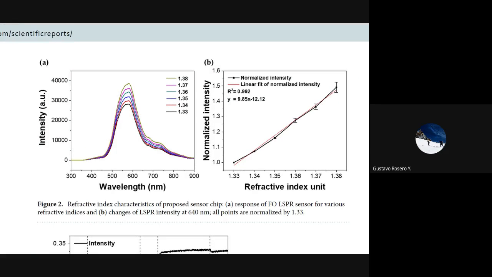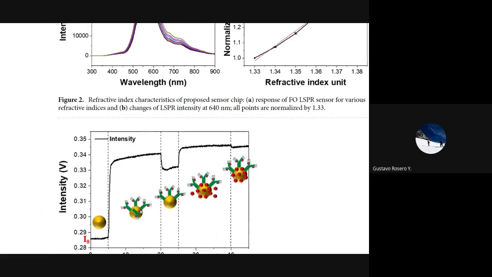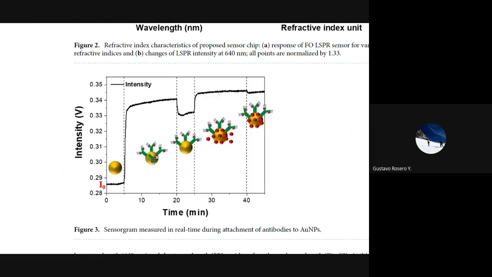The first experiment that they perform is to test the fiber with different refractive indices. They obtain different curves, and they normalize the intensity in order to get the better fit for this wavelength. And after that, they use this scheme in order to understand what happened with this intensity along the time.